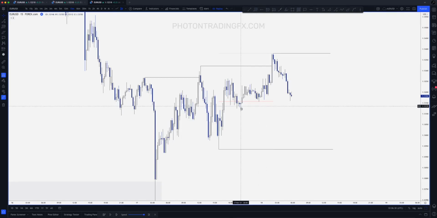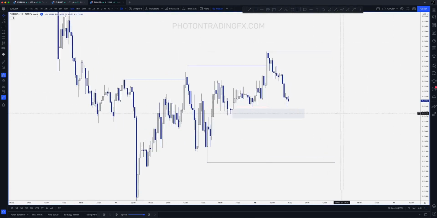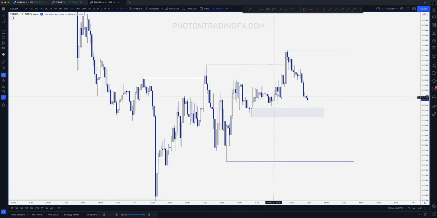So first one that stands out to me is this demand level here, and then we've got one down here. So let's draw on this first one here. And we have this nice clean M15 level. So how can we validate this a little bit more? Let's look for some confluence. Well, obviously it's part of this pullback that led to the break of structure. So it is a structural zone.